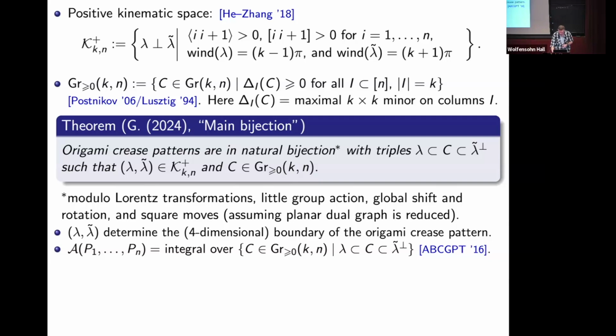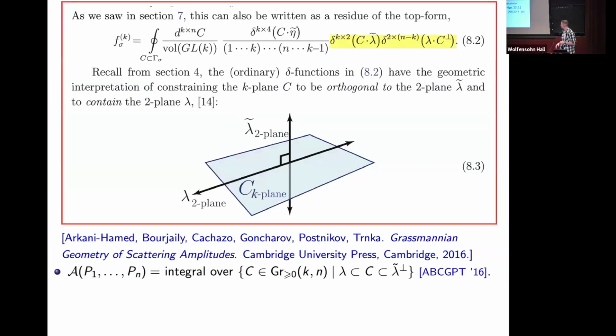And I have another screenshot from this physics textbook. This thing on the left is some kind of on-shell function, which is closely related to the amplitude, or literally the amplitude, depending on which formula you take. And then this thing here is the canonical form. And this is a pair of delta functions, which together fix lambda to be inside of C, and then C to be perpendicular to lambda tilde.